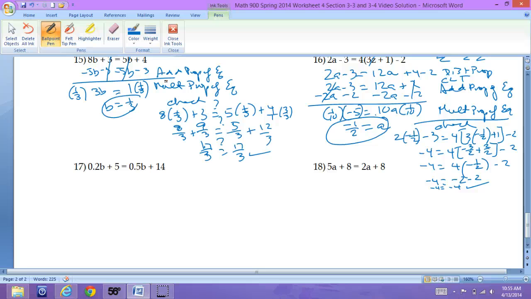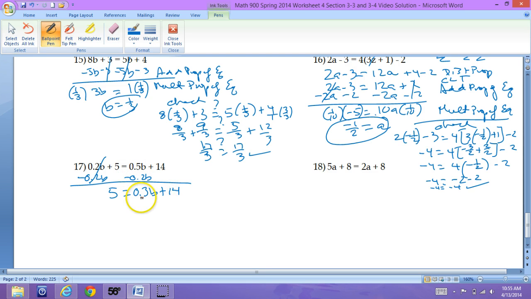So now we're dealing with a little bit of decimals. This is greater, this is positive over here, the 0.5, and it's bigger than 0.2, so I'm going to move the 0.2 to the other side. And I'm going to do this in 2 steps. I'm doing decimals. 0.2b minus 0.2b is a 0 pair, so we bring down the 5 and the equal sign. 0.5 minus 0.2 is 0.3b plus 14.